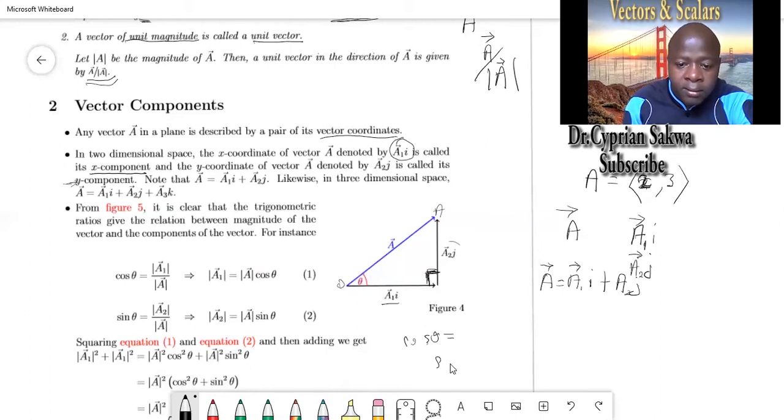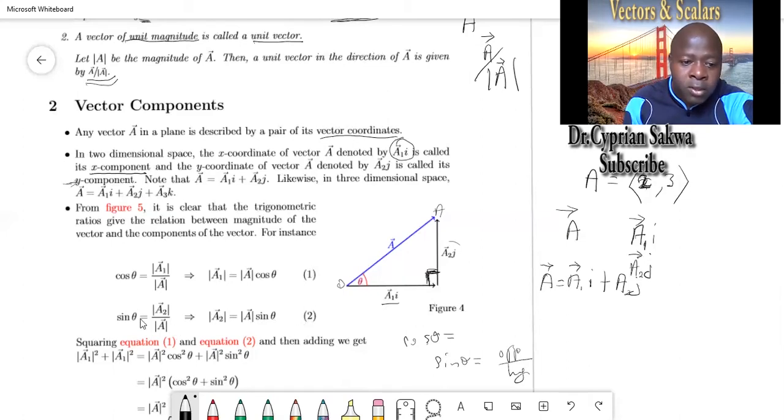Likewise, sin theta is given by opposite over hypotenuse. The opposite to theta is that, and the hypotenuse is that. So this distance over this distance gives us sin theta. And that's what I've written: sin theta equals the magnitude of the y component over the magnitude of vector A. This implies that the y component can be written as the magnitude of A times sin theta. So I have equation 1 and equation 2.